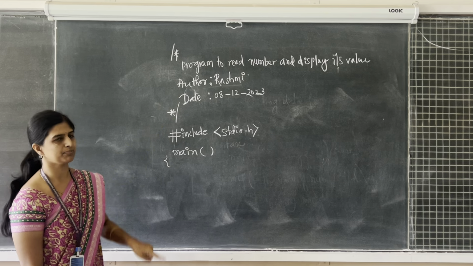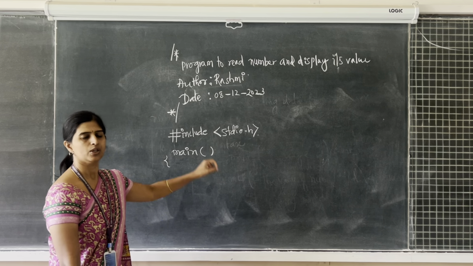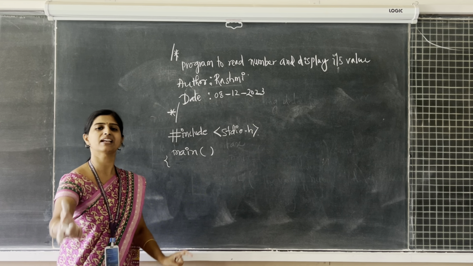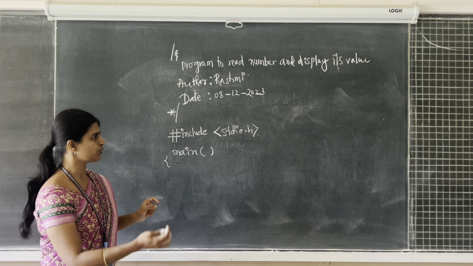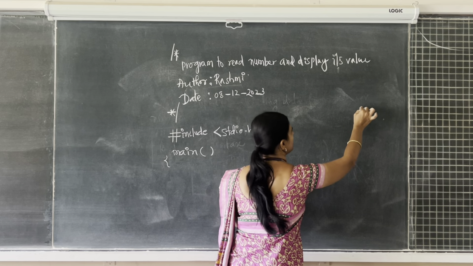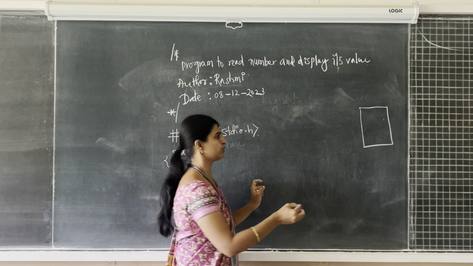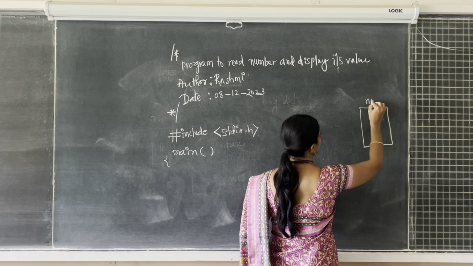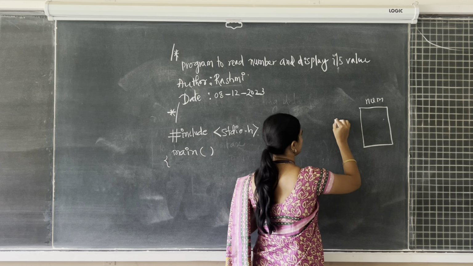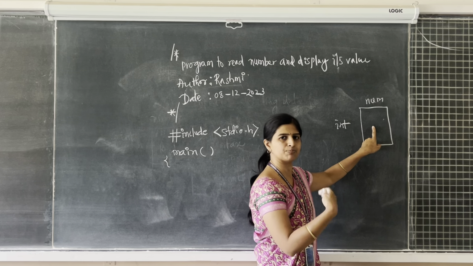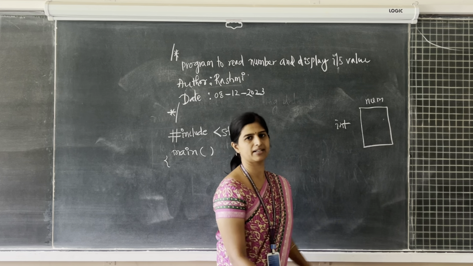Now the problem statement is, please check out once again. You need to write a program where you are reading the number and displaying its value to the user. So to visualize it, I am just drawing the thing so that you can get it very easily. I need to declare a variable called num of integer data type. Here our objective is to read its value and display. Once it has been read, I need to display its value.